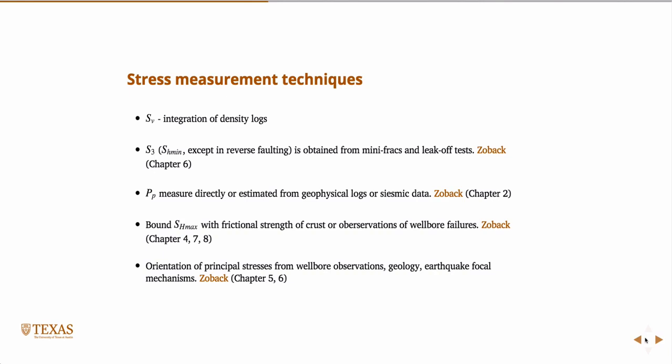And then, the orientation of principal stresses. So we talked about we need 4 things to completely characterize the stress, right? 3 of those are magnitudes, and those encompass the first 4 bullet points of how we come up with those. And the other thing is we need the direction of one of the horizontal principal stresses, okay? And so we can get that from wellbore observations.